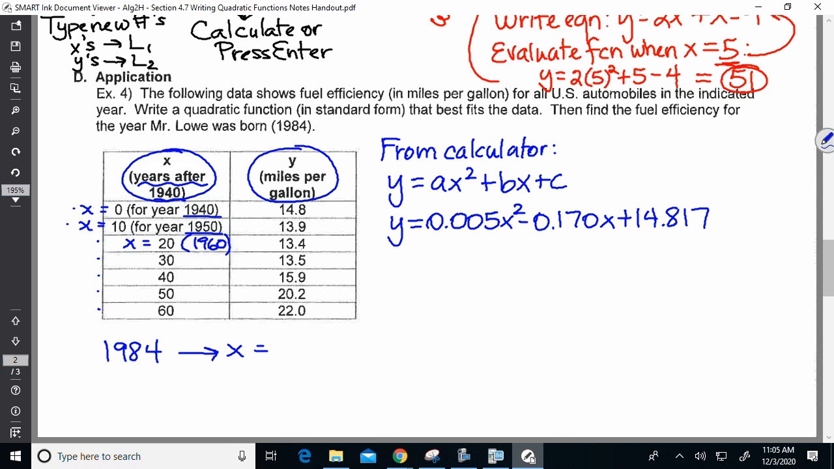I can't plug in 1984. 44, because you're subtracting 1940 from 1984. Amen. So X equals 44. Take the year you want to look at minus 1940. Why 1940? That's the year that they used as a starting point.